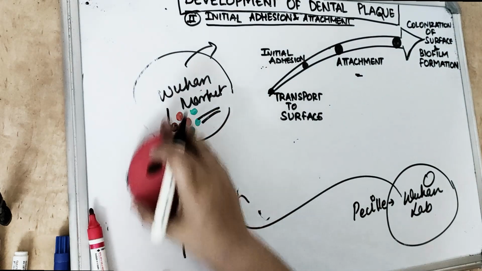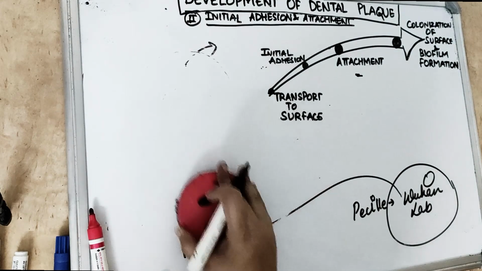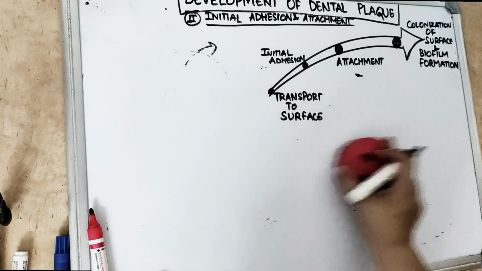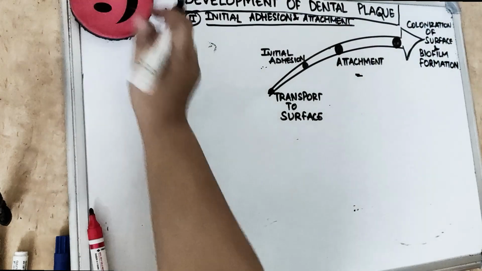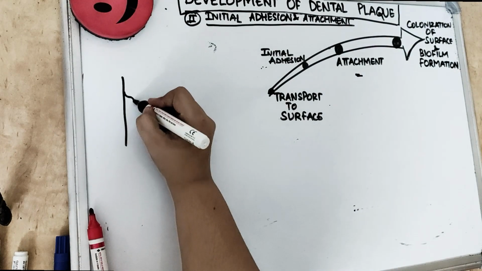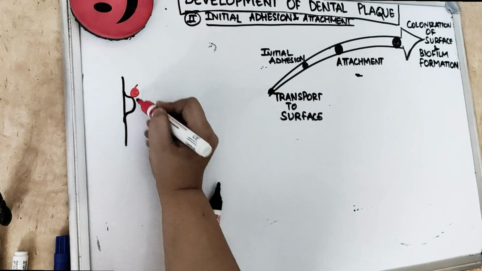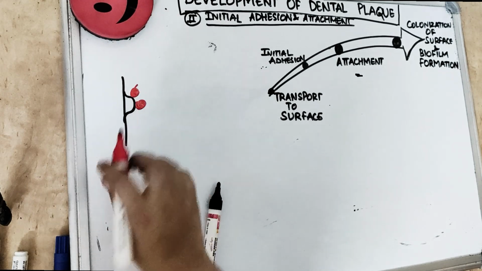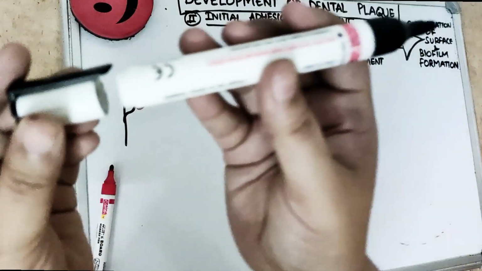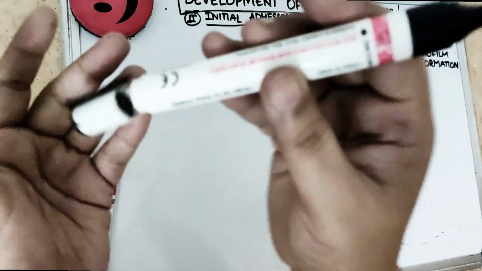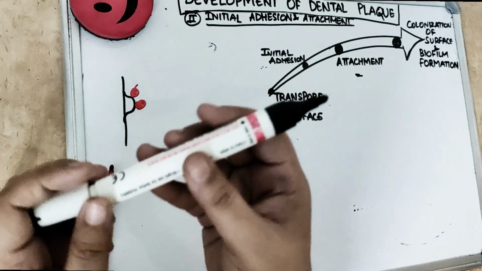Talking about the second one, we have the initial adhesion. Now this initial adhesion is when the bacteria comes and attaches to the pellicle. Once it has come and attached to the pellicle, this bond is reversible. As I've told you, it has just come close, so it can fall down. So this is a reversible process.